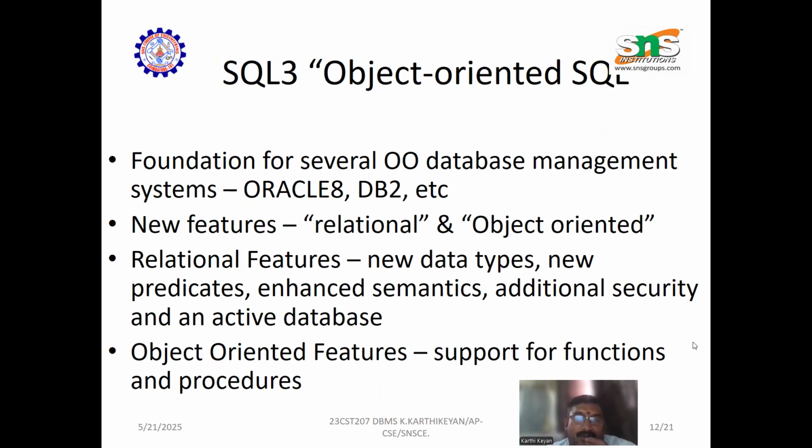This is the foundation of several object-oriented database management systems, such as Oracle 8 and DB2, and others. The new features are relational and object-oriented. The relational features are new data types, a new predicate, enhanced semantics, additional security, and an active database. The object-oriented feature is support for functions and procedures.